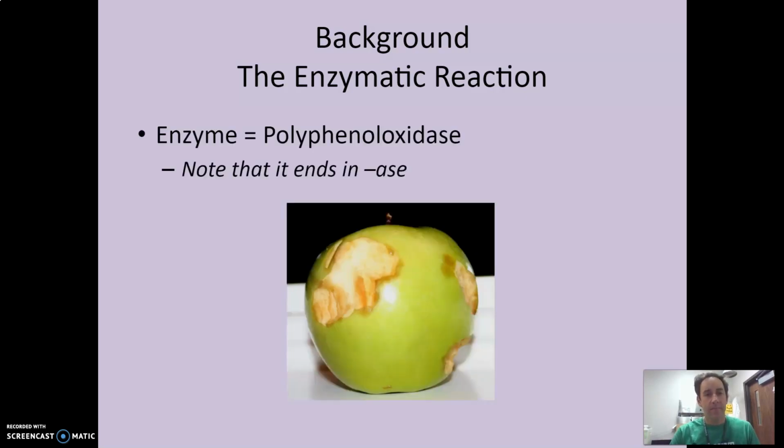So here's some background on the reaction that we're going to be focusing on for this lab. The enzyme involved is called polyphenol oxidase. Note that it ends in -ase, as many enzymes do. And you're actually familiar with this reaction because this is the reaction that causes browning in fruit. If you cut an apple and just leave it sit on the counter, it turns brown over time. Well, that is because polyphenol oxidase is at work doing this.